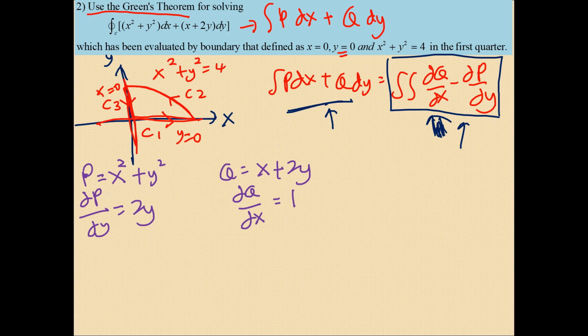Alright, so P is x squared plus y squared, ∂P/∂y is equal to 2y, Q is equal to x plus 2y, so ∂Q/∂x equals 1. Therefore, ∂Q/∂x minus ∂P/∂y is equal to 1 minus 2y. Next we are going to integrate 1 minus 2y dy dx. Okay, dy dx or dx dy or what?